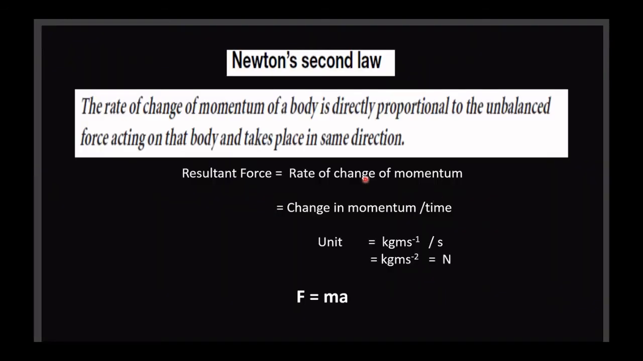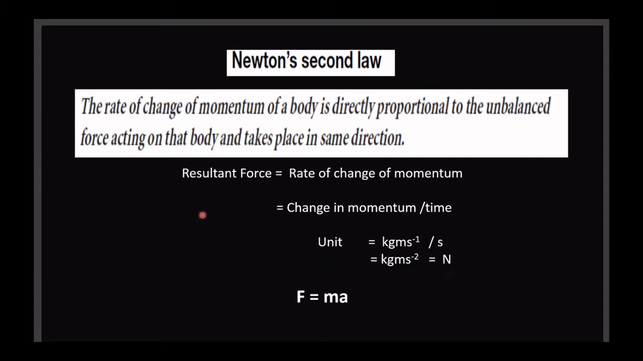Now let's see how Newton's second law is interpreted in terms of momentum. The rate of change of momentum of a body is directly proportional to the unbalanced force acting on that body, and it takes place in the same direction. Meaning, resultant force is equal to rate of change of momentum. What is rate of change of momentum? It is change in momentum divided by time. By unit, we could say kilogram meter per second divided by second, which is kilogram meter per second squared. It's a very familiar SI derived unit, which is nothing but Newton.